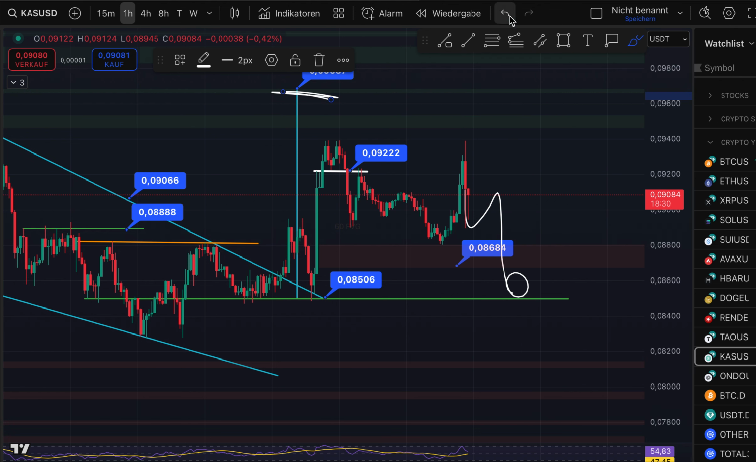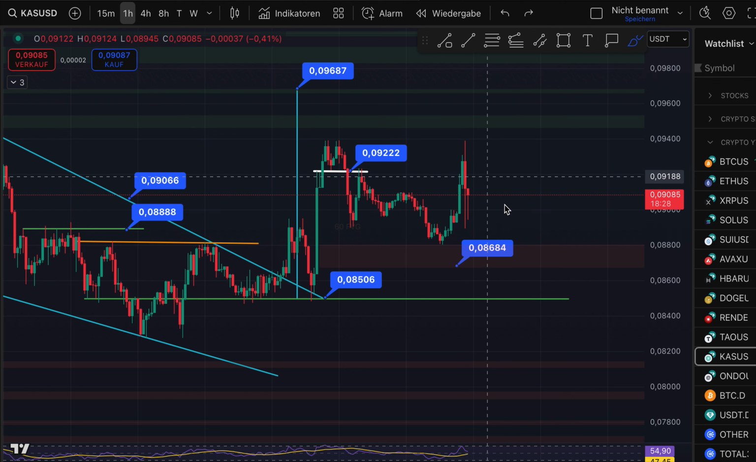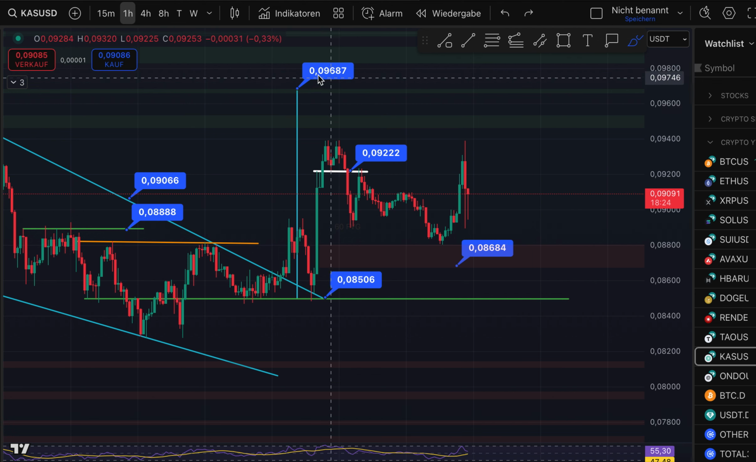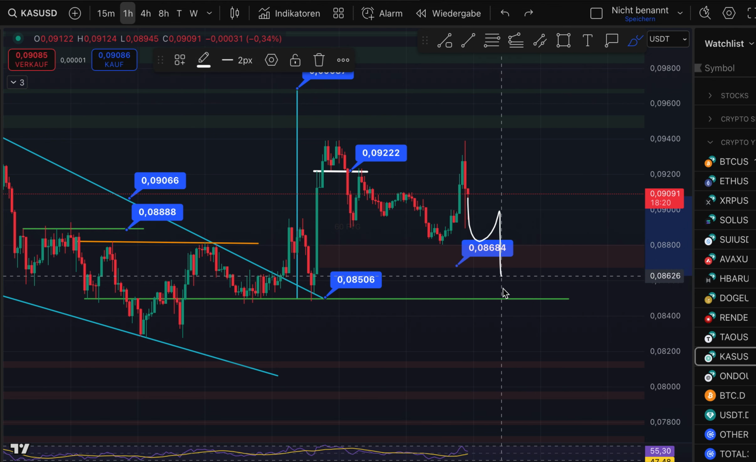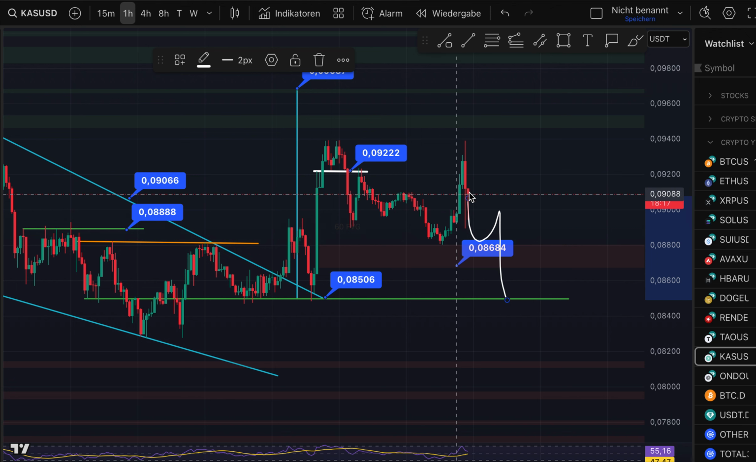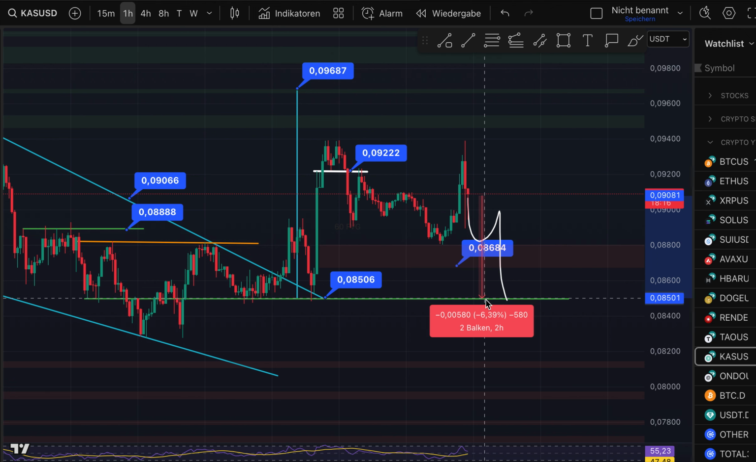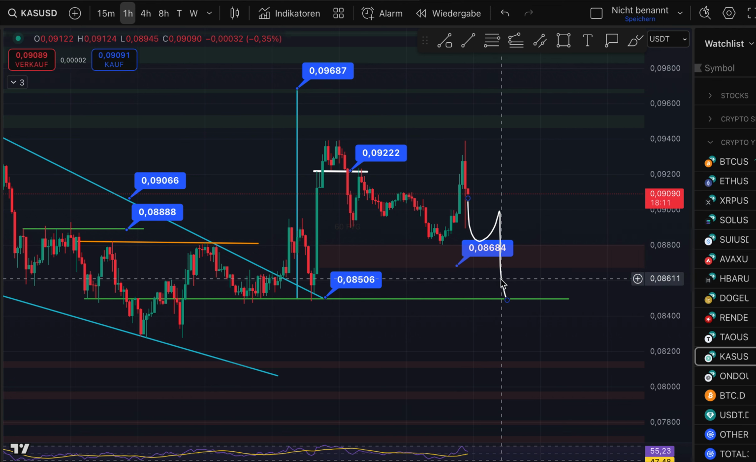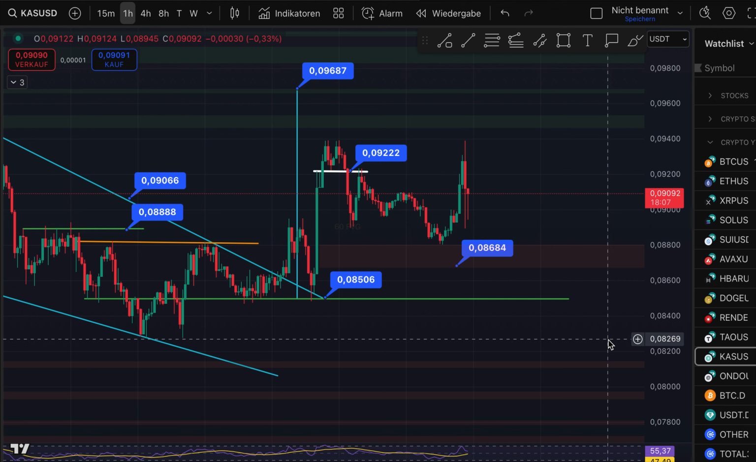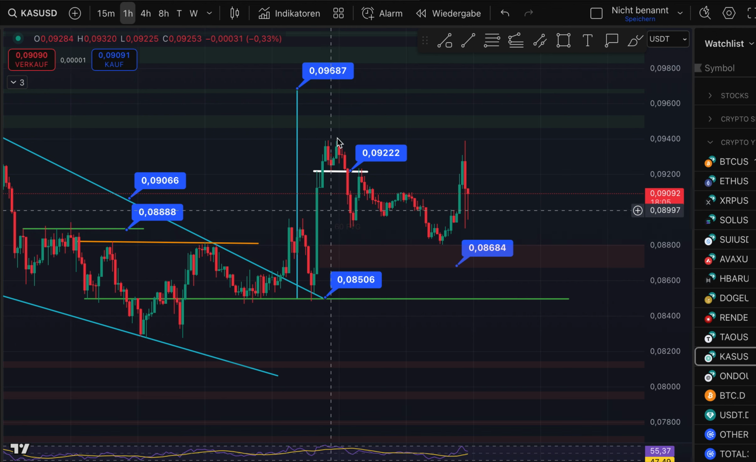So I would still be a bit careful. I don't want to be too long for Kaspa. Just because 9.6 cents is the target doesn't mean that we can't sell off. Let's do it in percentages: we can still sell off 6.5% without being bearish at all. It would still be bullish. So I would be a bit more careful if I'm trying to hunt the target of 9.6 cents.